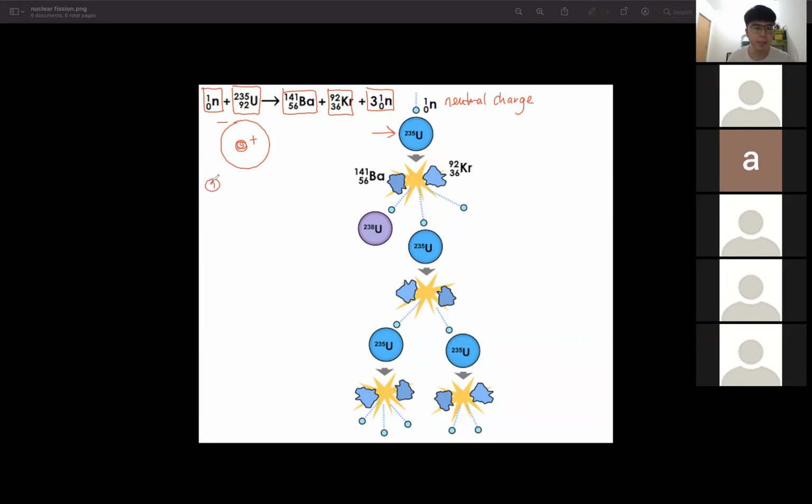If you remember, we discussed in the previous lesson, only neutron can enter the nucleus because it will not be repelled. If it was proton, it will be repelled by the nucleus. If it was electron, then it will be repelled by the shell. So since it is neutron, it can go straight into the nucleus.